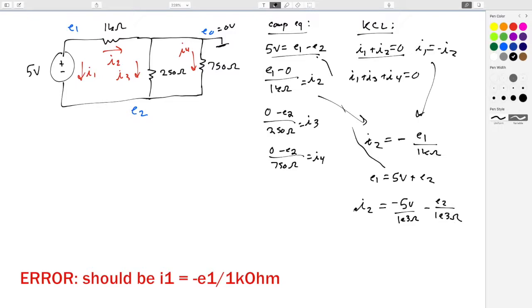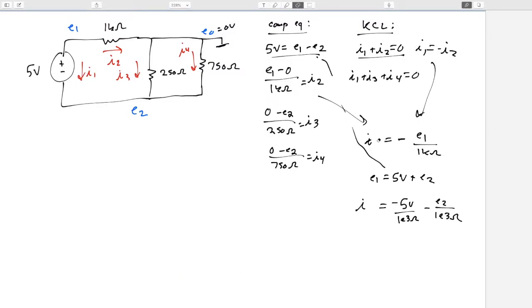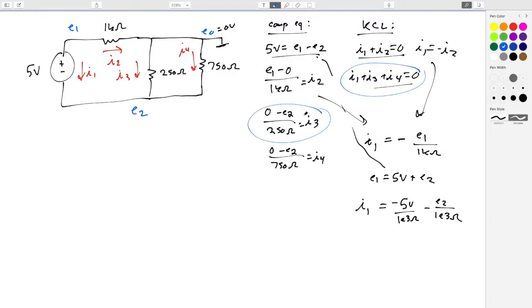Okay, so now we have an expression for, what did we want? Oh, sorry, this was I1. Yeah, that's what we want. So I1, because that's equal to negative I2. So now we have an expression for I1 in terms of E2. I3 and I4 are also in terms of E2. We have this KCL equation, so we can basically put this thing, this thing, this thing, and this thing together and then solve. So let's go ahead and do that.